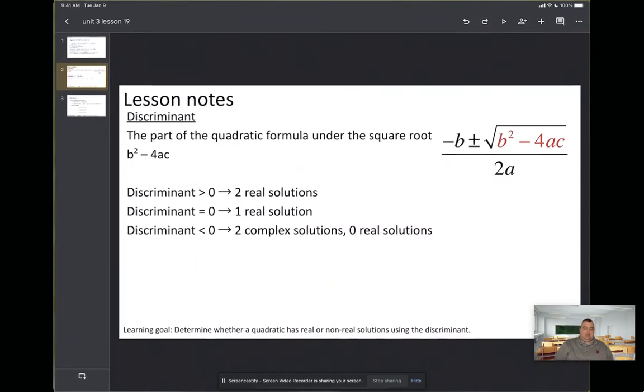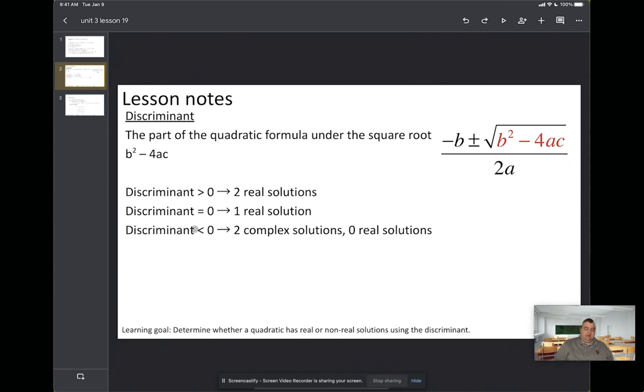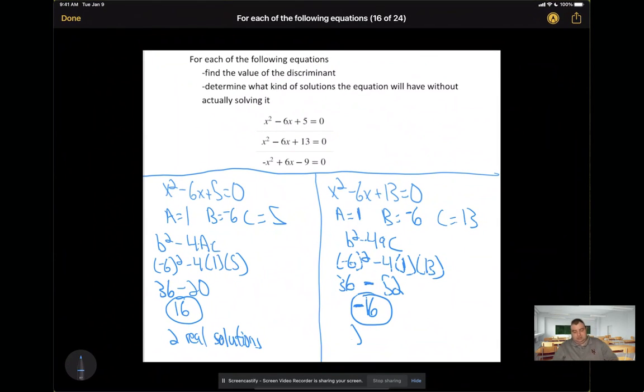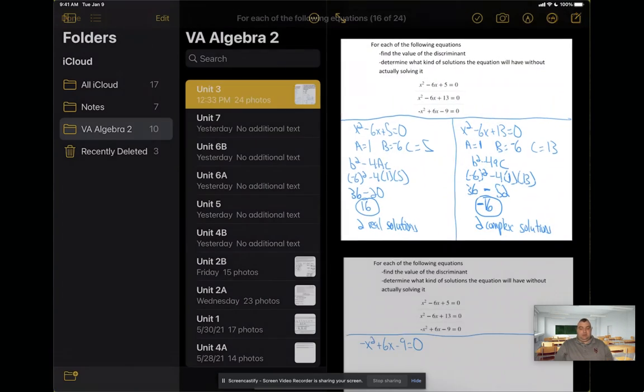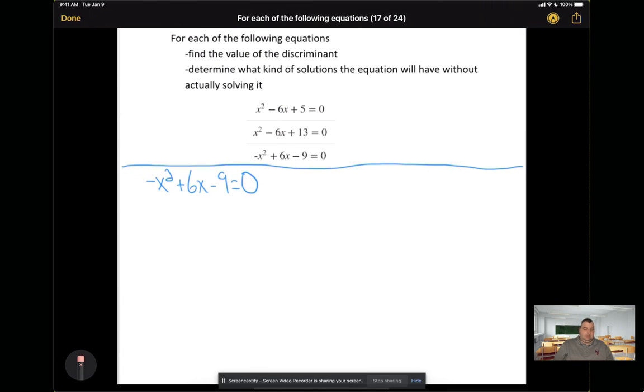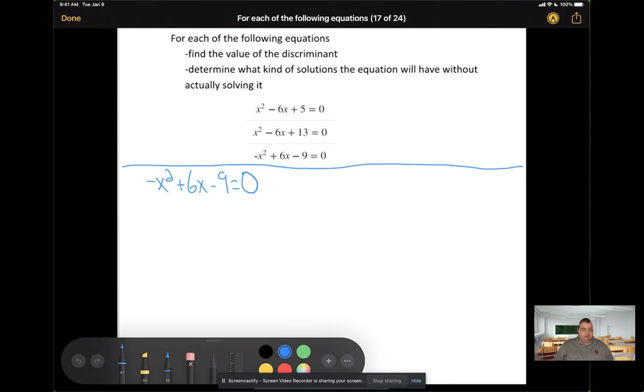So the discriminant is negative, that's less than 0, which tells me that my solutions are going to be two complex solutions. No real solutions. So that's number 2. Number 3, negative x squared plus 6x minus 9 equals 0.